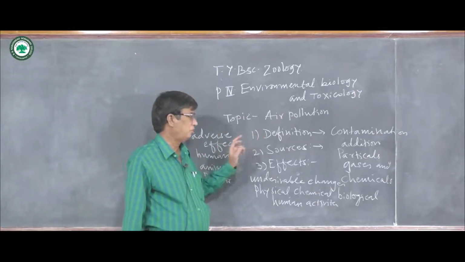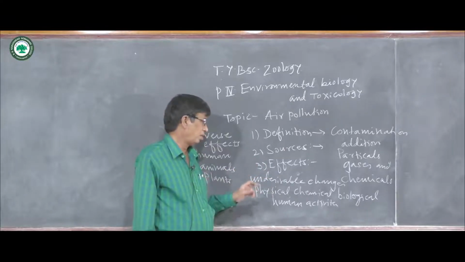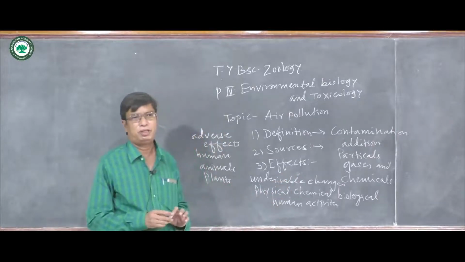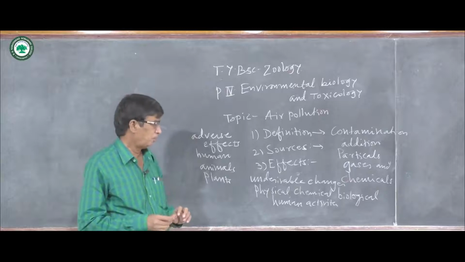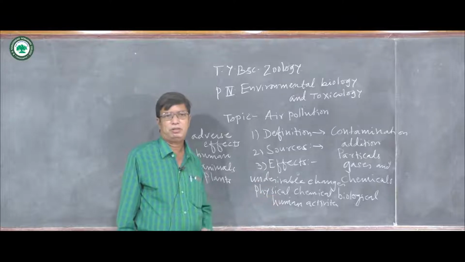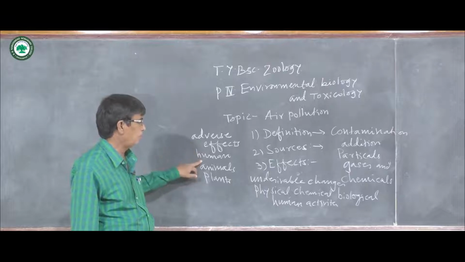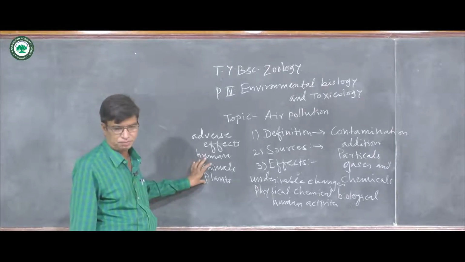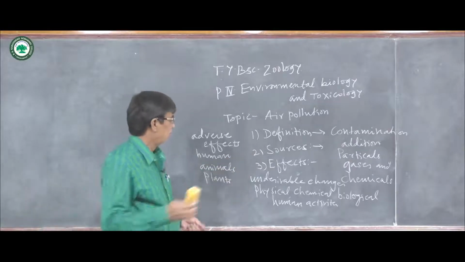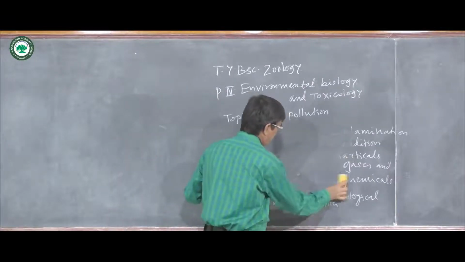Air pollution is defined as undesirable changes or alteration in physical, chemical, and biological components of atmospheric air, due to various human activities, and that cause several adverse or harmful effects on the body of man, animals, and plants. Then the second point is sources of air pollution.